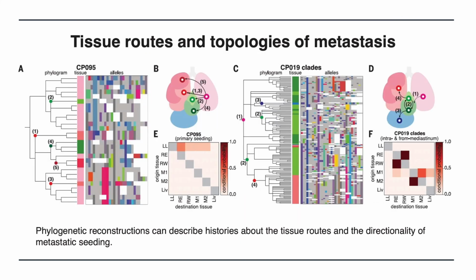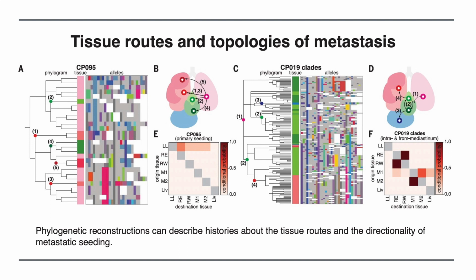Finally, this group tried to use the reconstructed phylogenetic trees to map the tissue transition routes of cancer cells. By constructing this matrix, they found some clones not only transit from primary sites to other tissues, but other clones exhibit more complicated transition routes, in that they first reach the mediastinum and then transit to other tissues.